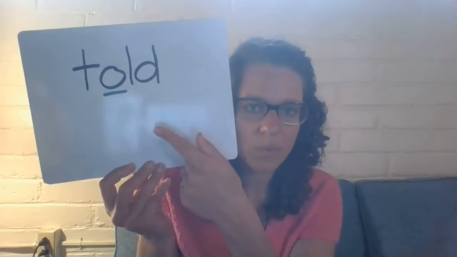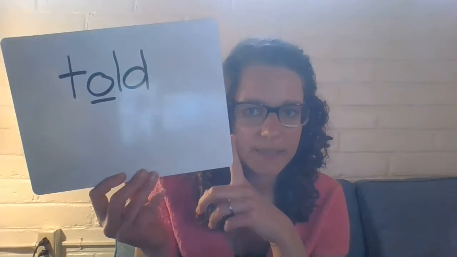Now we use O-L-D in the word told. What lets our O say O? Good, it's not a silent final E, and it's not at the end of a syllable because there's only one syllable in told, so what is it? Good. I and O may say I and O when followed by two consonants. So write and mark told, and then you can check your work. All right, make sure your told looks like this.